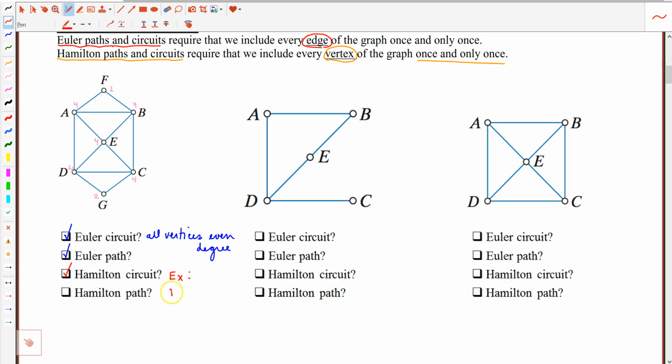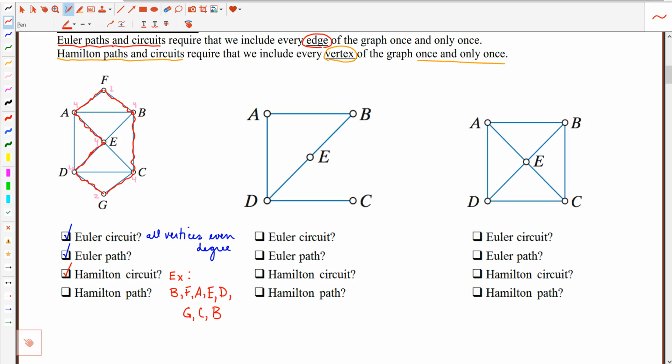So I'm going to start here at B. I'm going to go up to F, over here to A. Maybe I'll go over to E next, then to D, down here to G, up to C, and then come back home to B. There is an example of a Hamilton circuit.